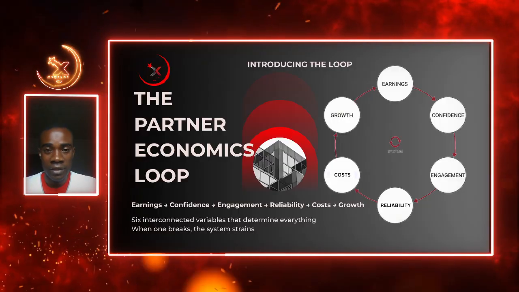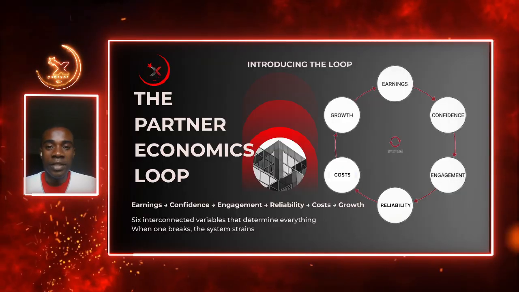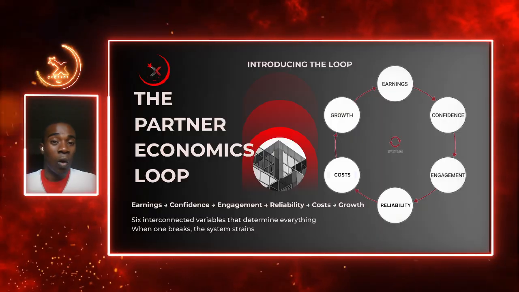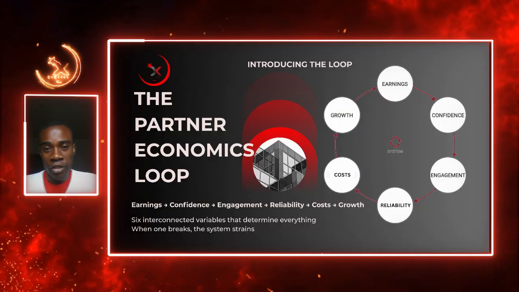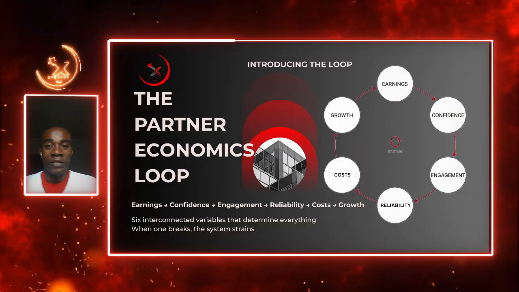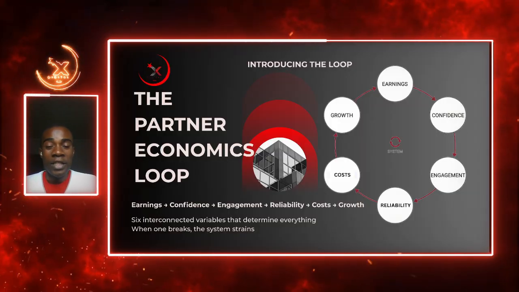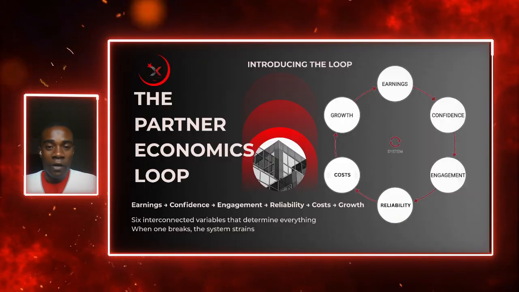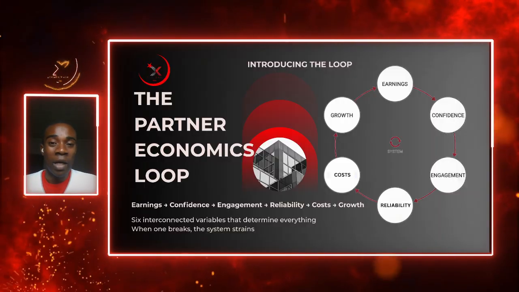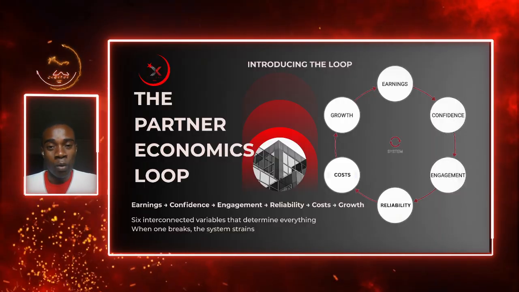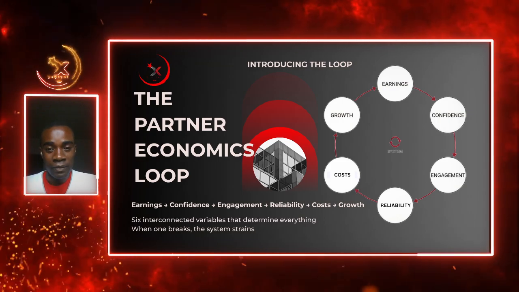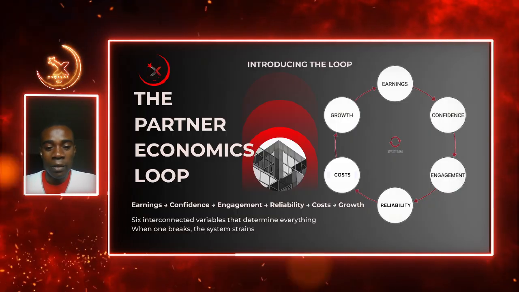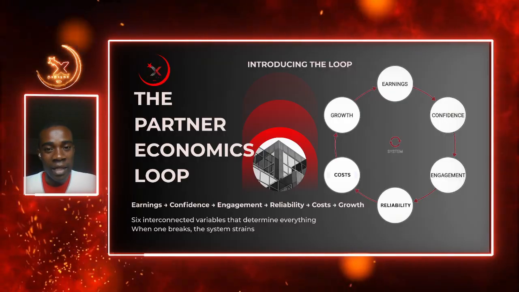And finally, six: should I stay or go? That's growth stability, which is long-term retention versus constant churn, retention-based versus volatility. Now, these six variables are not independent, they're interdependent. By this I mean they depend on one another. You cannot break one variable without destabilizing the entire system.